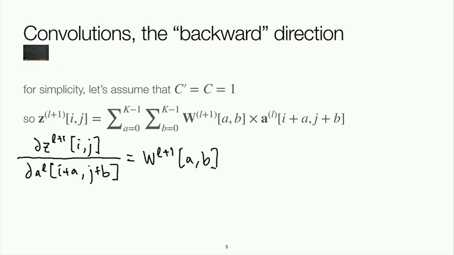This equation holds for all a in 0 to k minus 1, and for all b in 0 to k minus 1. So for a fixed ij, a fixed point in my output, its partial derivative with respect to that patch in my input is given by this equation, which indexes different ab's in my filter. Okay, does that part make sense?